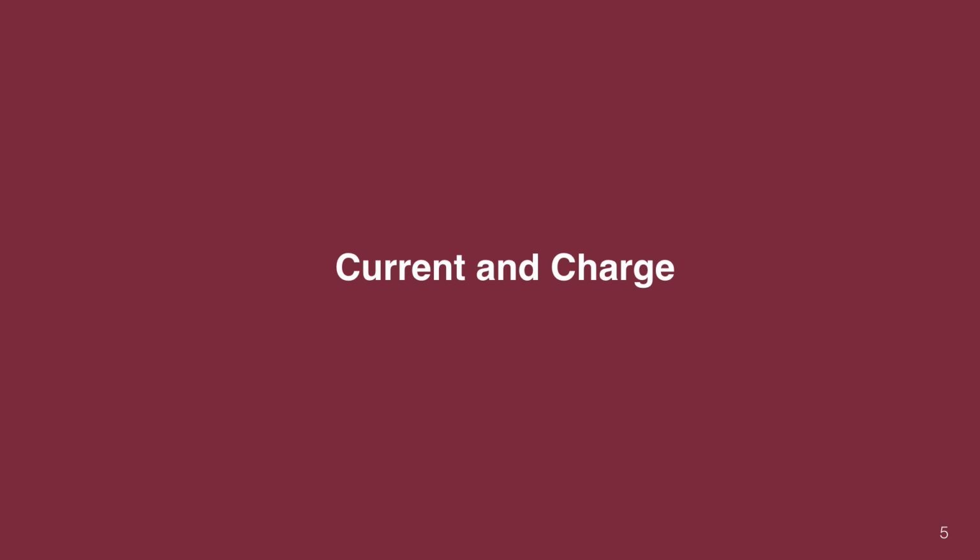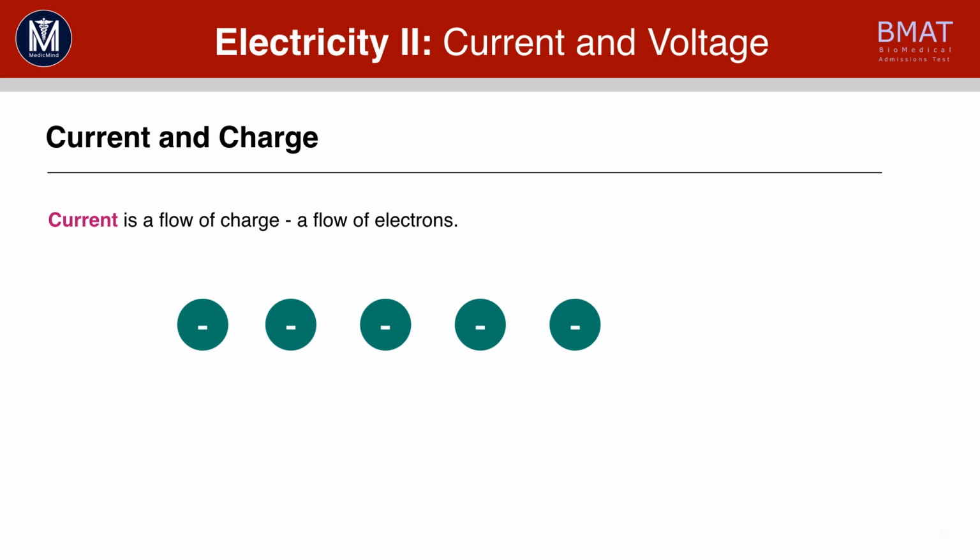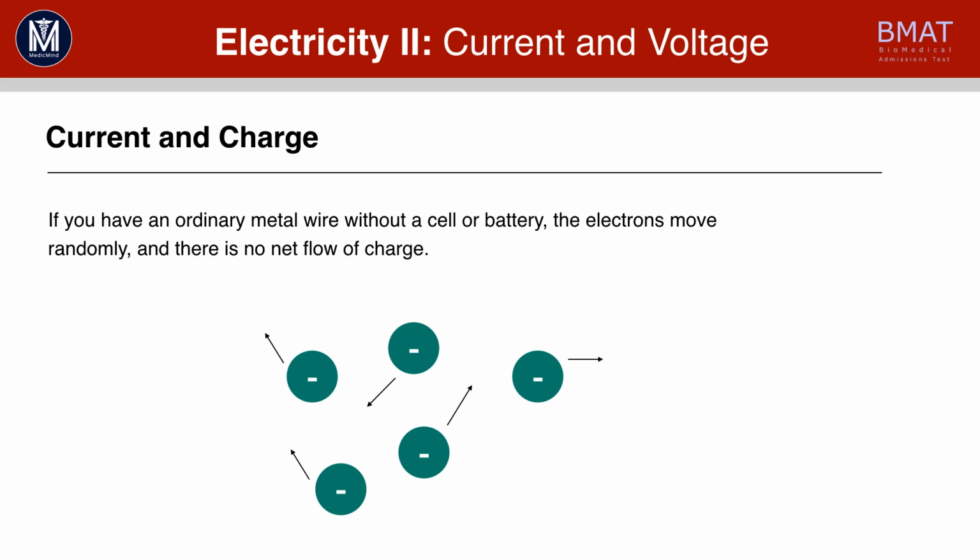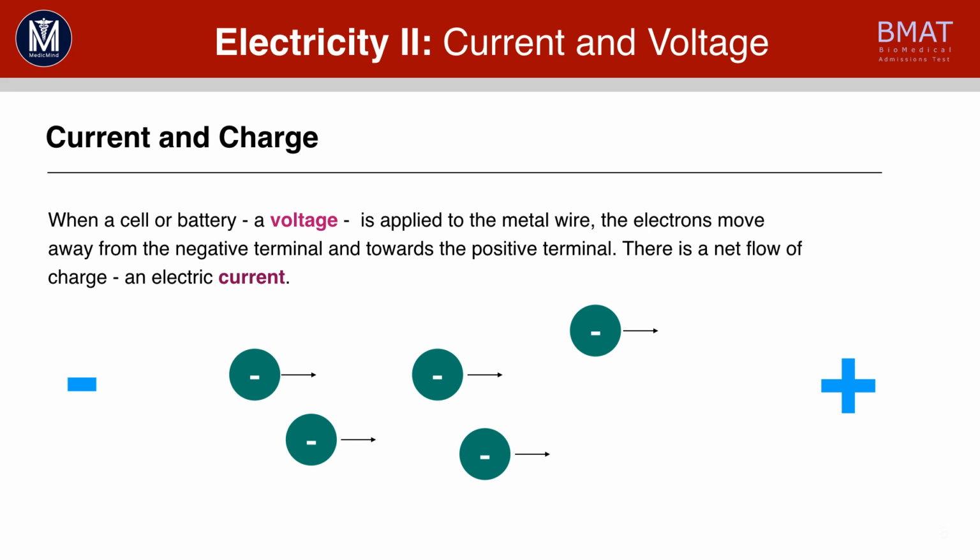We'll now look at current and charge. So as we said, current is a flow of charge or electrons. If you have an ordinary metal wire without a cell or battery, the electrons would move randomly and there would be no net flow of charge. However, when you connect a cell or battery, a voltage, the electrons will move in a certain direction, away from the negative terminal and towards the positive terminal. And this leads to a net flow of charge, which is an electric current.